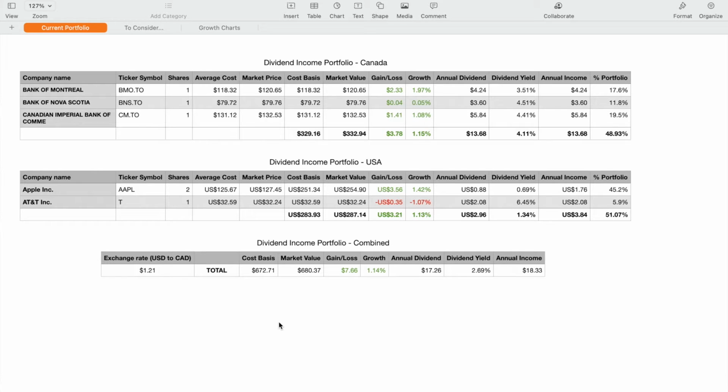So just a quick disclaimer before we start. I'm not giving any financial advice. I'm just explaining the tool that I use to track my own investments and that you can use to track your investments.